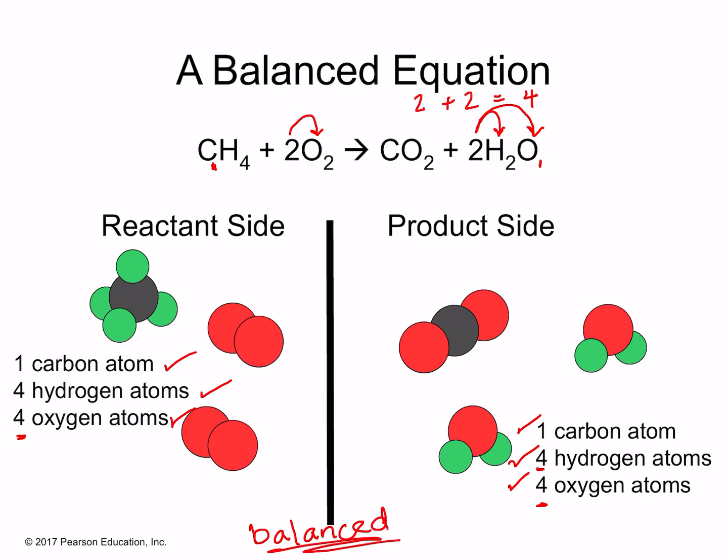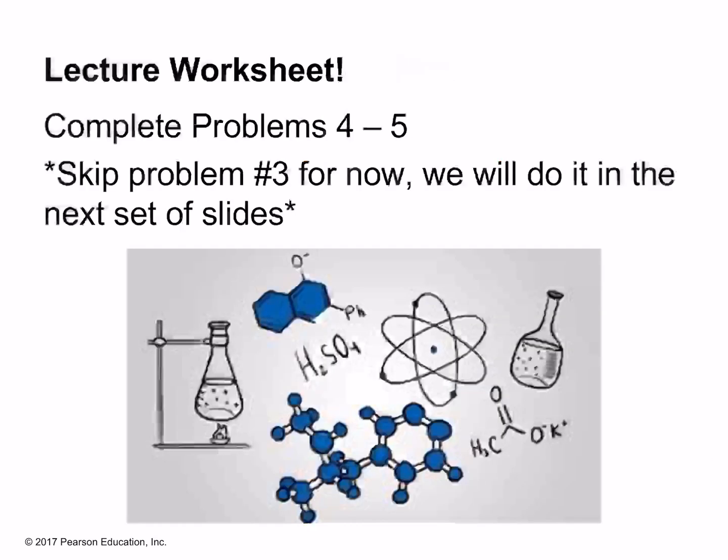Okay, so that's what we're going for. We're going to add numbers in the front. We're going to add coefficients so that we balance these chemical equations. I'm going to go through quite a few examples in just a minute, but before that, go ahead and do problems 4 and 5 on your lecture worksheet.